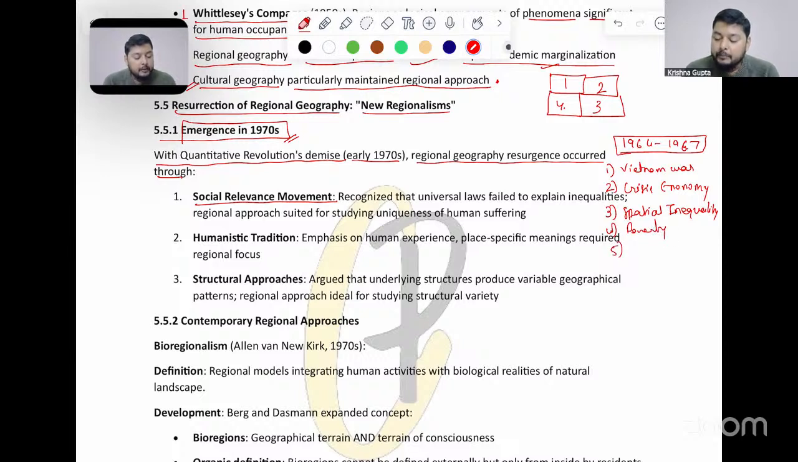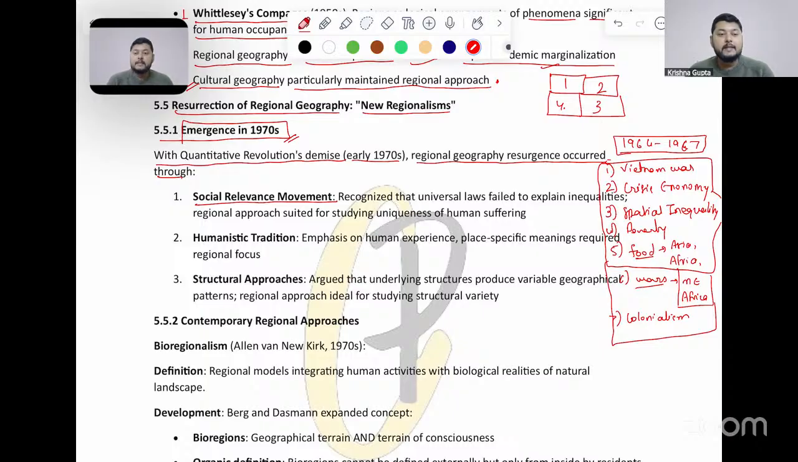Number five, there were issues of food, which is a very basic thing for the survival of human beings. The issue of food existed in Asia, Africa, these regions. So certain issues were ongoing in that time period. There was also the presence of wars in various regions, basically the Middle East and Africa. Colonialism still existed in that time period. So this was the social relevance movement: what is the society where we are living, what are the conditions that we are facing, why is there inequality, why is there war.